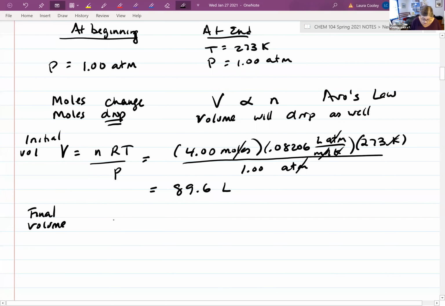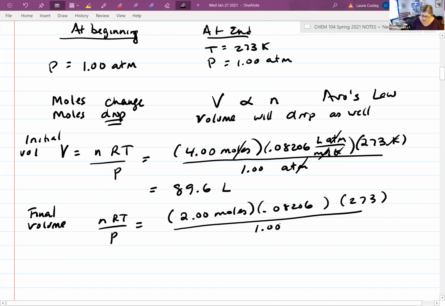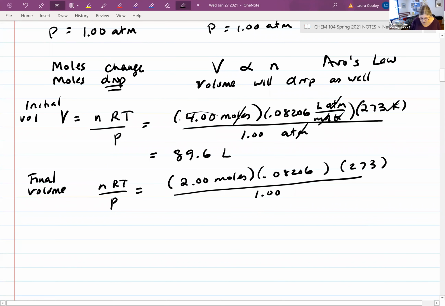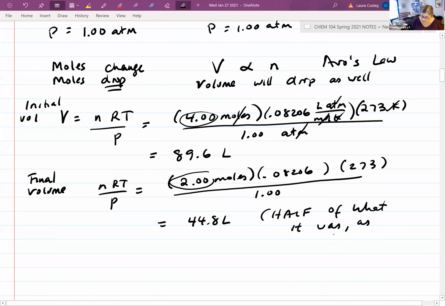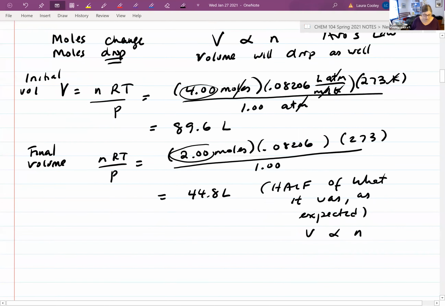Well, the final volume is also nRT over P, but the n is now 2. And everything else is the same, so I'm not even going to put in the units. You can plainly see what's going to happen here. You went from 4 to 2, so this is going to end up being half, 44.8. So this is half of what it was, as expected, because the volume is proportional to the number of moles.